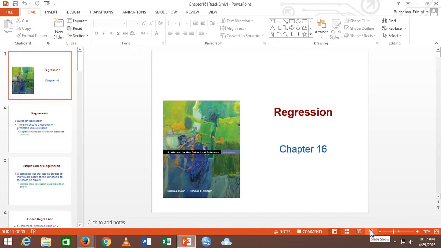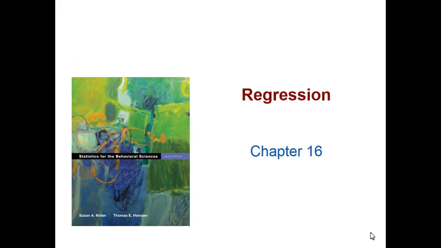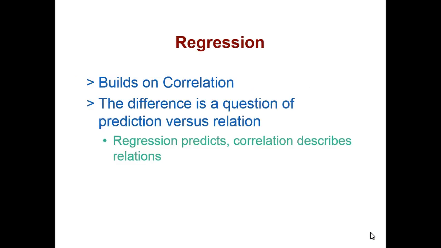So all that being said, regression. The nice thing about this chapter is it's basically the last chapter on steroids. Regression is a more formal version of correlation in a sense. The difference is prediction versus relation. With correlation, it's all about, are they related? Do they go up together? Do they go down together?